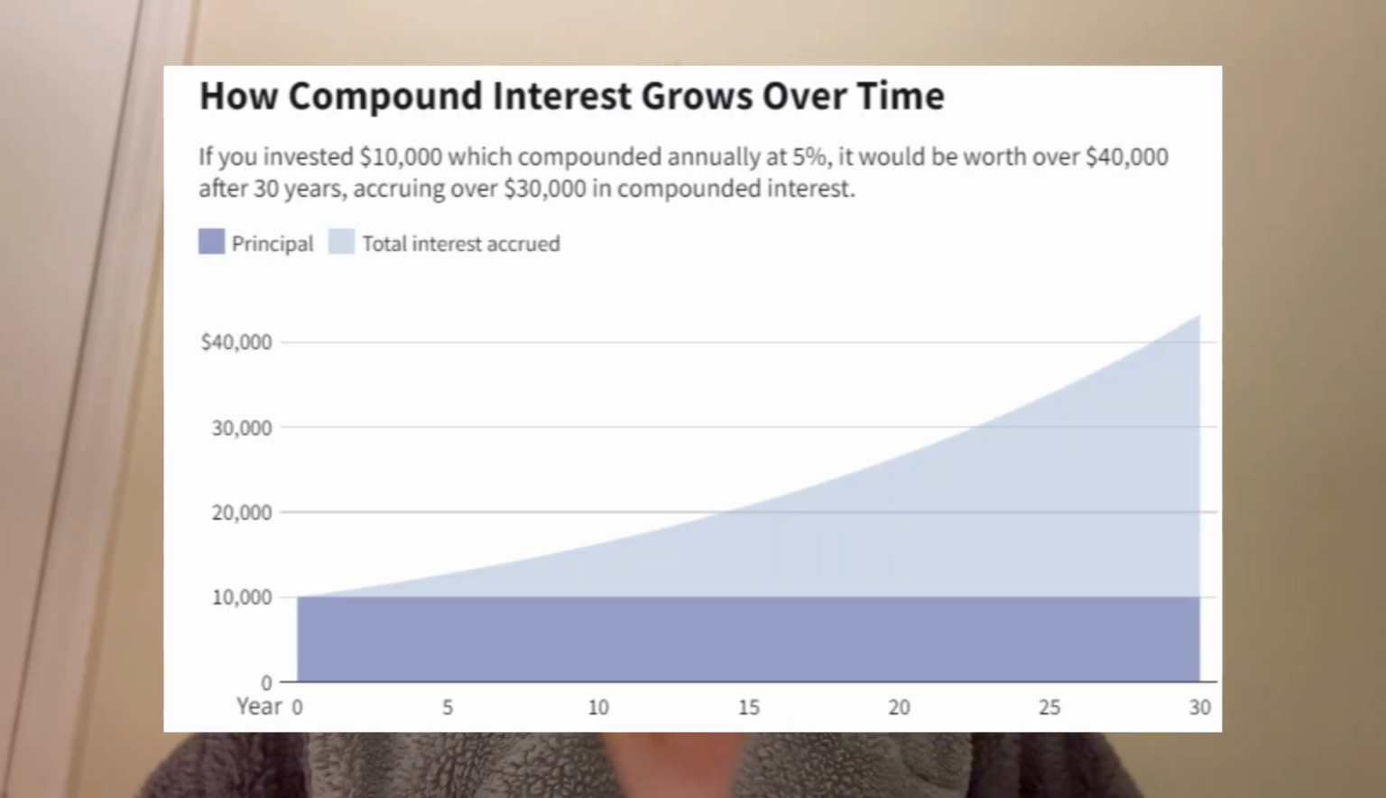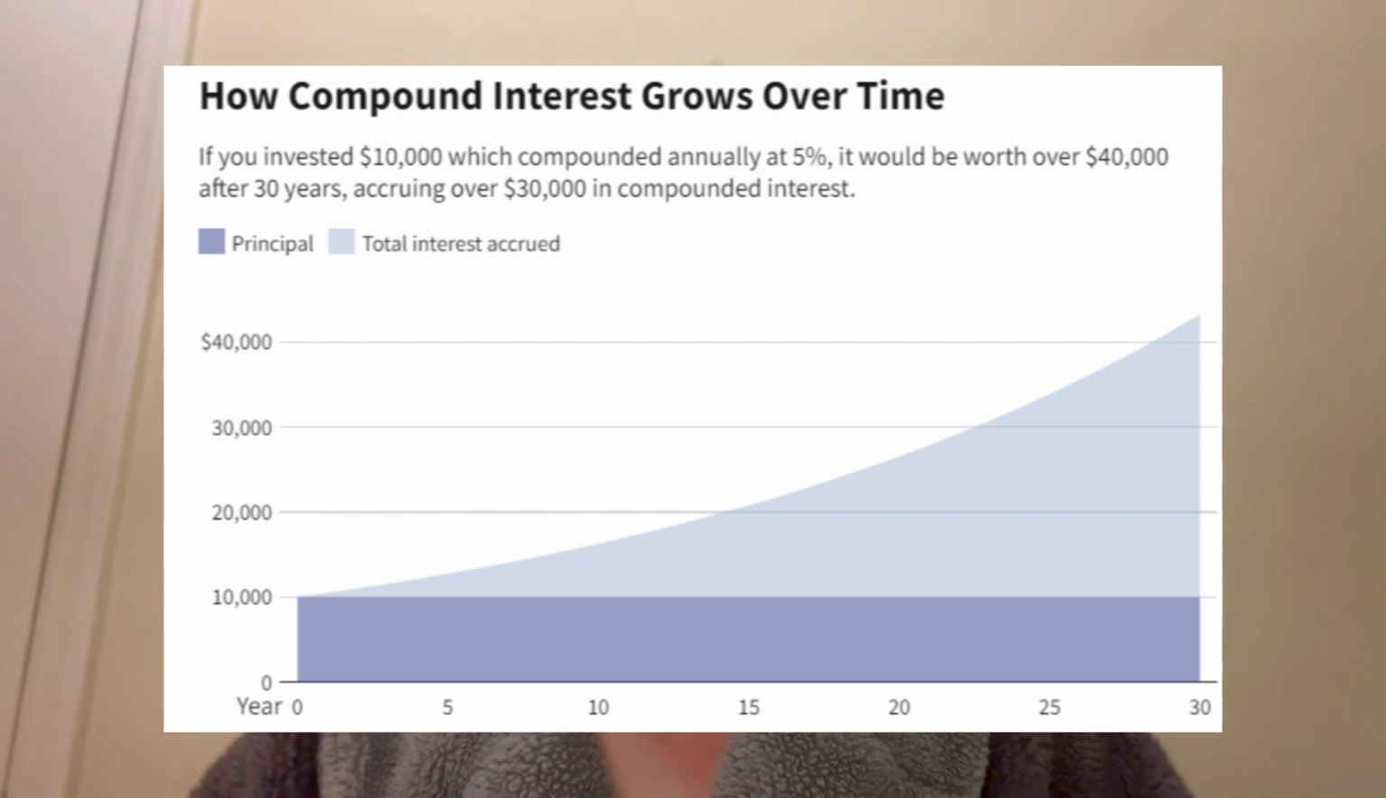Compound interest is when your money that has earned interest earns off of that return. For example, this chart shows the growth of $10,000 that compounded 5% a year. After 30 years, it's worth over $40,000. So compound interest made you $30,000.